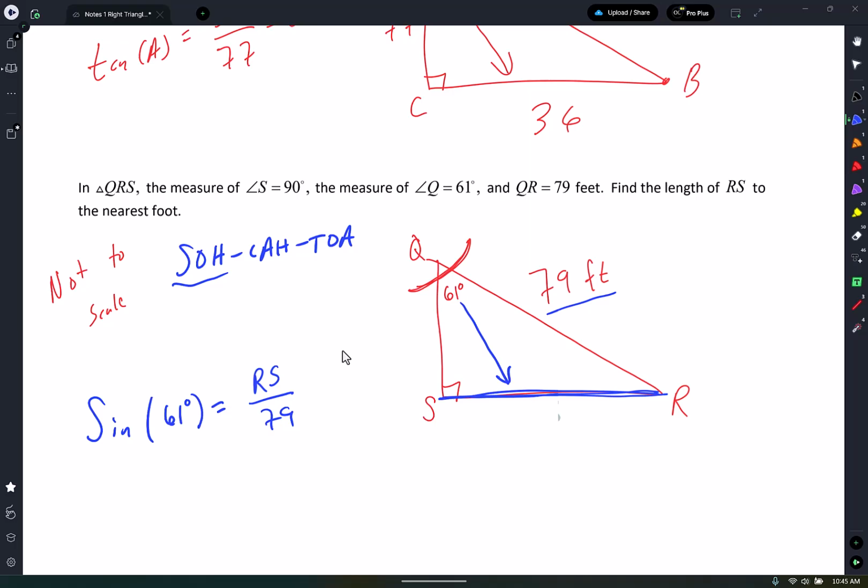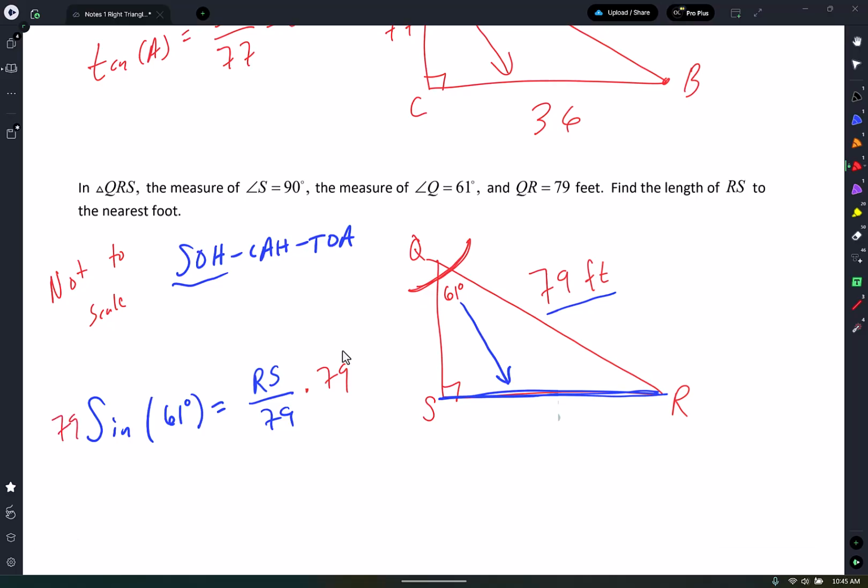All right. So right now I'm looking for segment RS. RS is being divided by 79. I want to get RS by itself. What's the inverse operation of division? Multiply. So to get rid of that 79, I'm going to go times 79, times 79. Does that make sense?